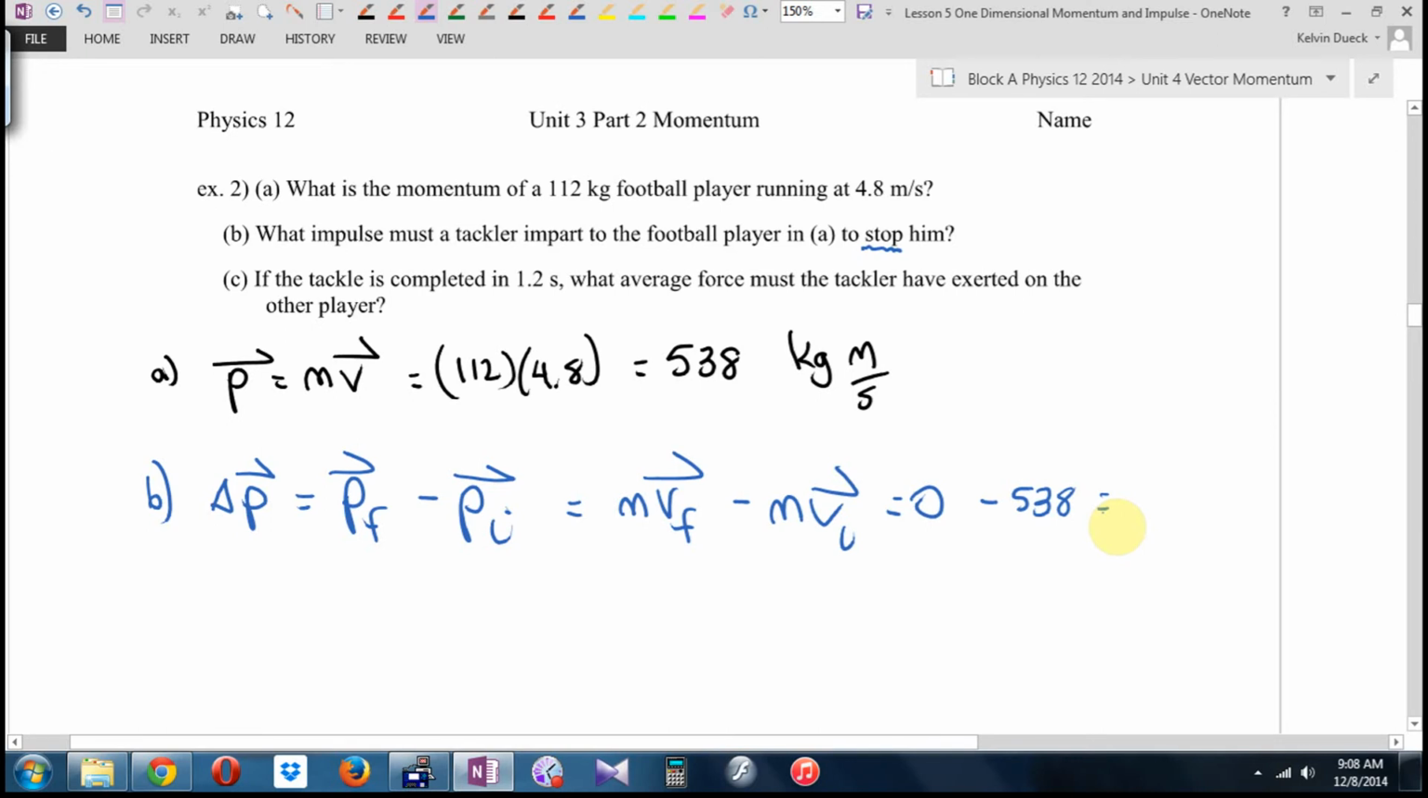So a little football physics for you guys. To bring this person to a stop, you would need to give him an impulse of negative 538 kilogram meters per second. Now, that assumes you hit him head on. What if you hit him at an angle? We'll get there, but in a couple of lessons. But if you hit him head on, you've got to give him negative. What's the negative saying? In the opposite direction that he's running. Okay, so here's your head-on tackle.